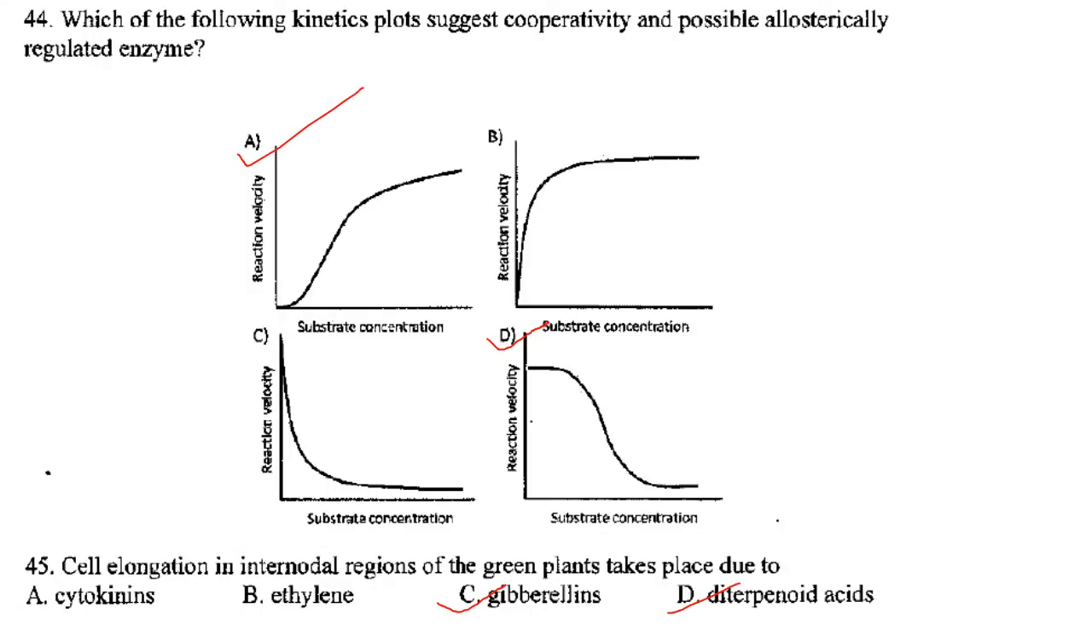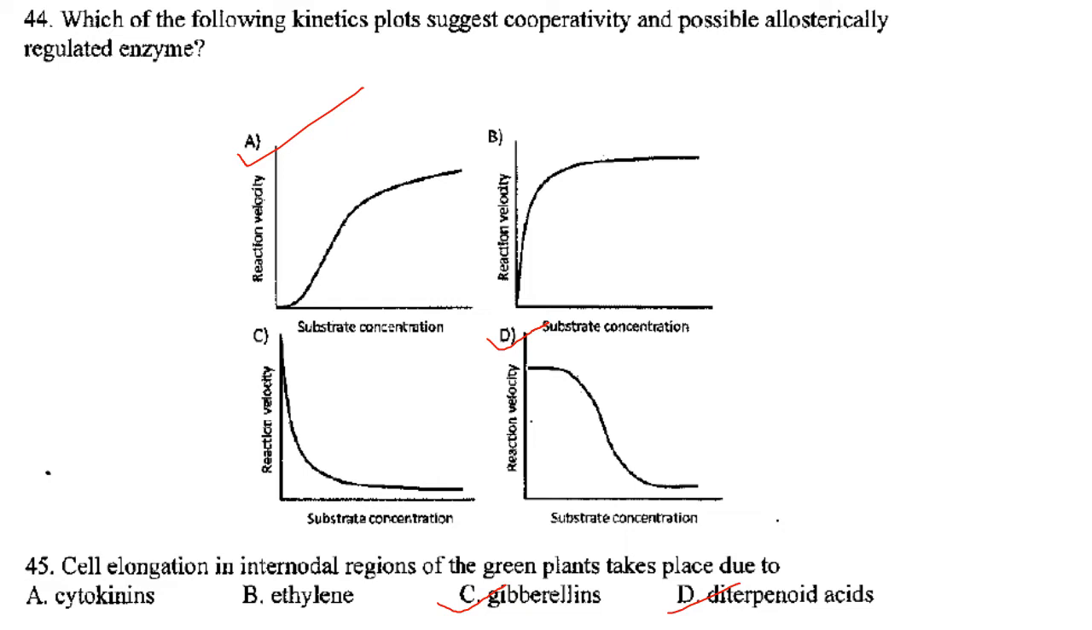Then next one. Which of the following kinetic plots suggest cooperativity and possible allosterically regulated enzyme? So it is plot A, yes. Reaction velocity, then substrate concentration increases. Okay, so A is correct. Then D is also correct. So these suggest cooperativity and possible allosterically regulated enzymes. So A and D are correct.